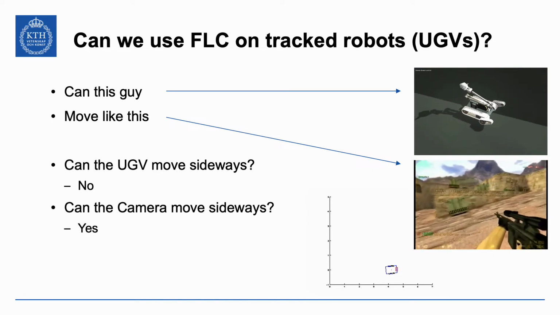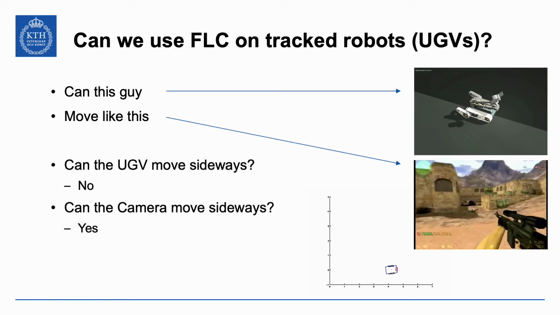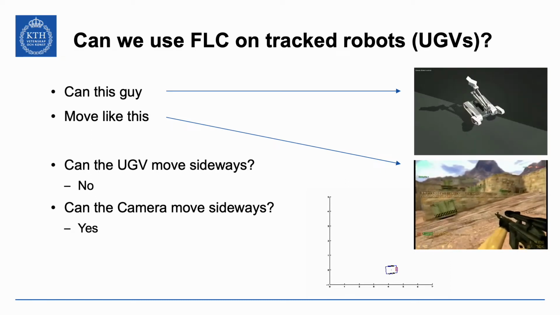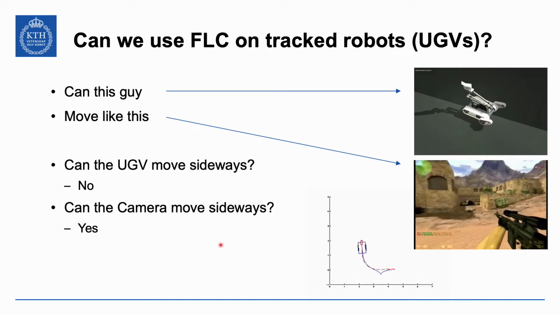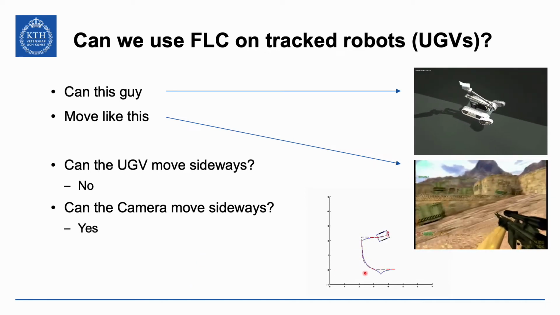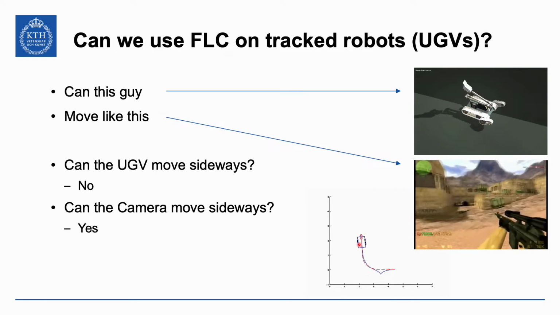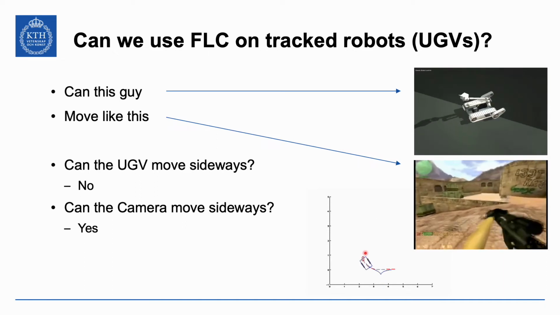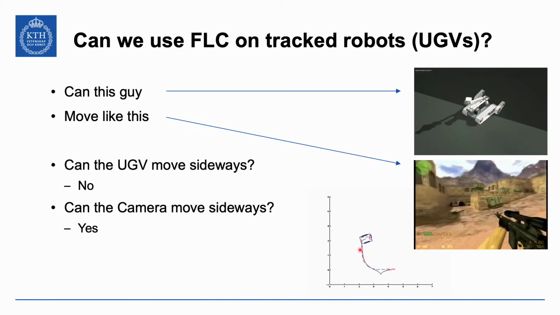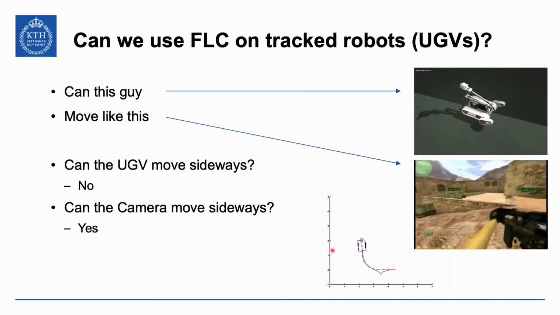But can the camera move sideways? We note that the camera is what provides the video feed. And in fact, the camera can move sideways. If we look at this video here on the bottom, we notice that the camera is going straight, then going right, and then going straight forwards again. So the camera can move to the sides, even though the vehicle in itself cannot.